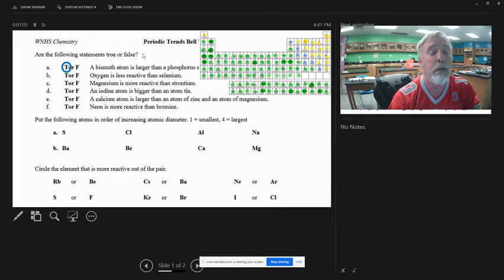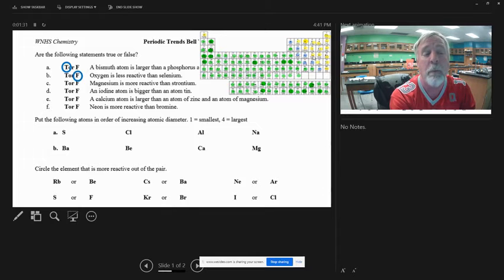Parts B and C talk about reactivity. So first one, oxygen is less reactive than selenium. So let's find oxygen and selenium. Here's oxygen. Selenium is two below it. Well, these are nonmetals. Now, if you remember from our trends, nonmetals increase in reactivity when you go up. So oxygen should be more reactive than selenium because it's above it, so this one's false.